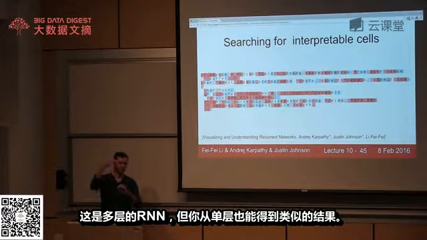Are you asking about multi-layer RNNs and so on? We'll go into that in a bit. This is, I think, a multi-layer RNN, but you can get similar results with one layer.